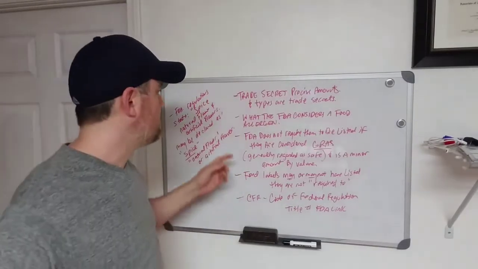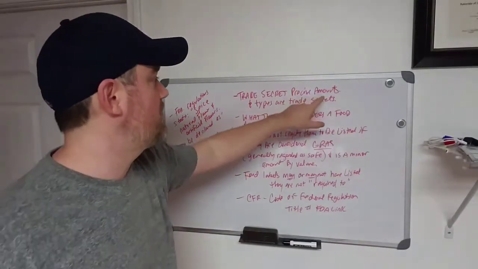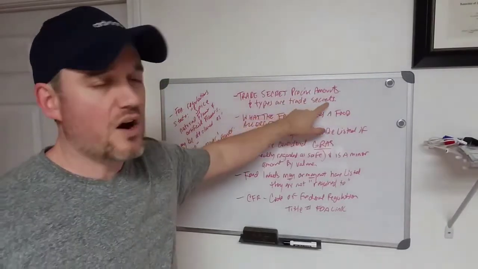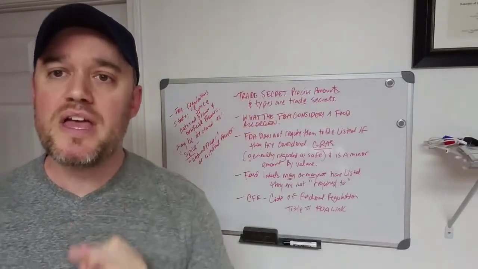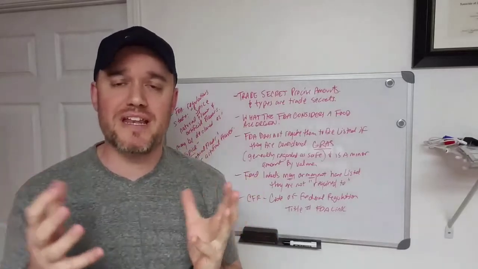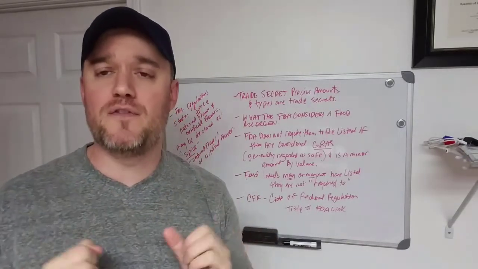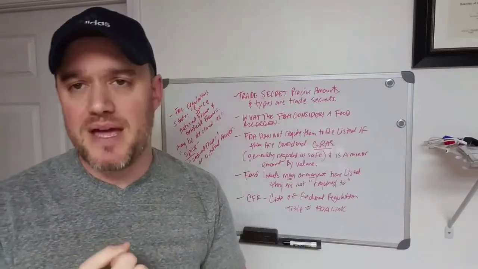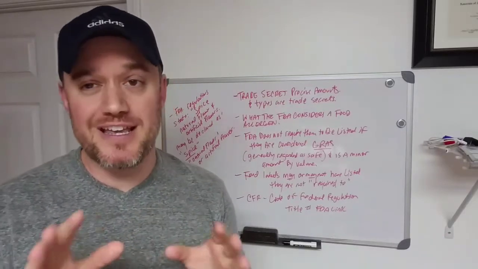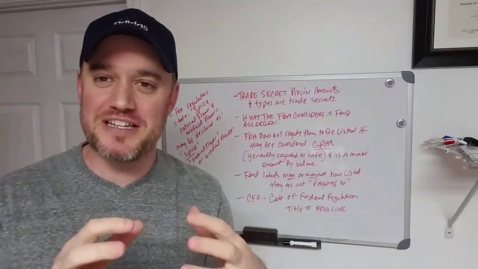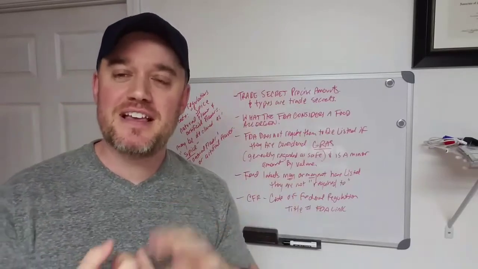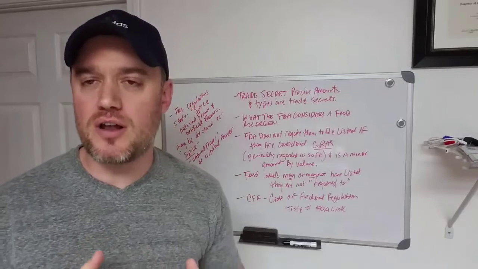So, number one, trade secrets. The precise amounts and types are considered a trade secret. So here's what I mean. I'm going to create an imaginary food product for you really quick off the top of my head. So you have a food product that has cinnamon, nutmeg, cayenne pepper. Again, I'm just coming up with the spices. Cayenne, salt and pepper, maybe a little bit of garlic and something like that.